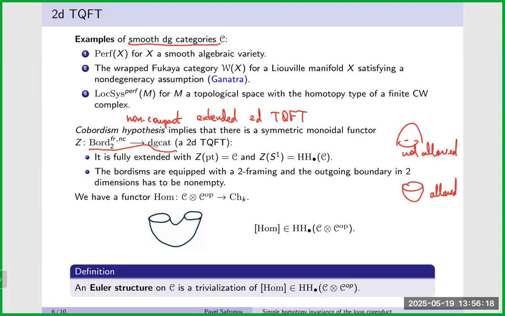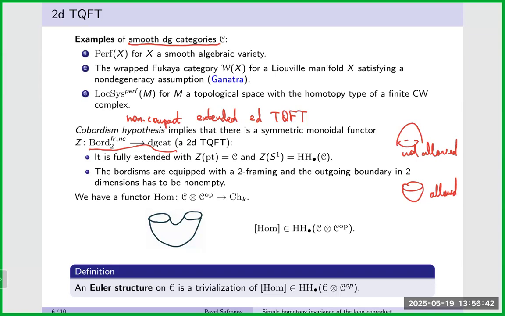Okay. So let me just go through some examples of smooth DG categories and what the corresponding 2D TQFTs are. So you can look at the algebraic setting: you look at a smooth algebraic variety, you look at perfect complexes on the smooth algebraic variety, and that's an example of a smooth DG category.